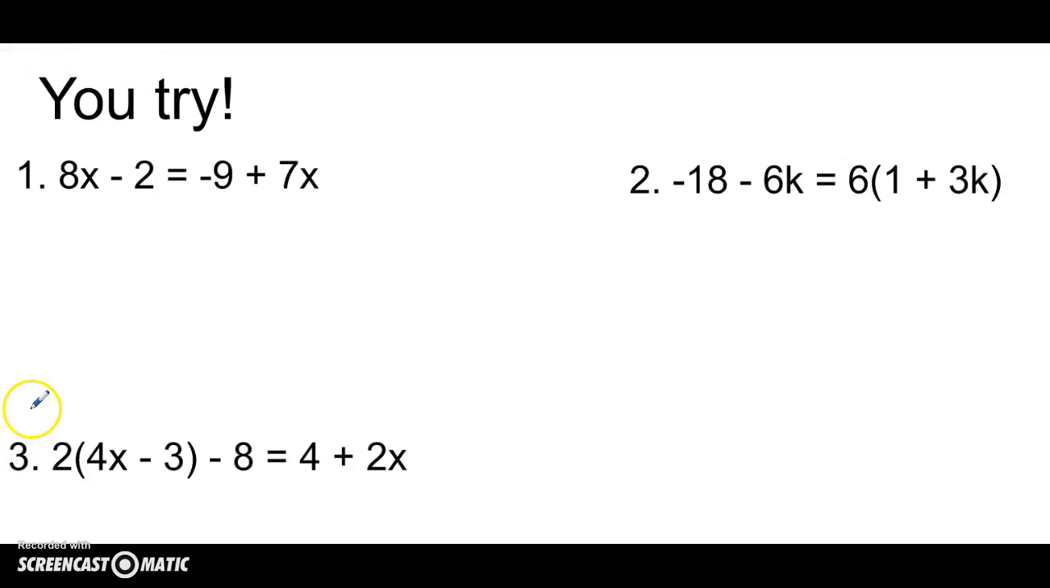So go ahead and pause the video now and try these 3 problems. When you unpause, there will be a worked out solution and the problem, and the answer, excuse me.